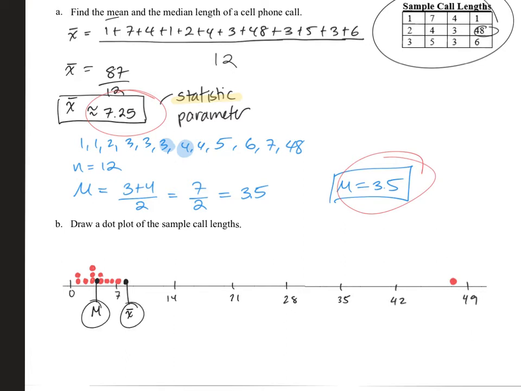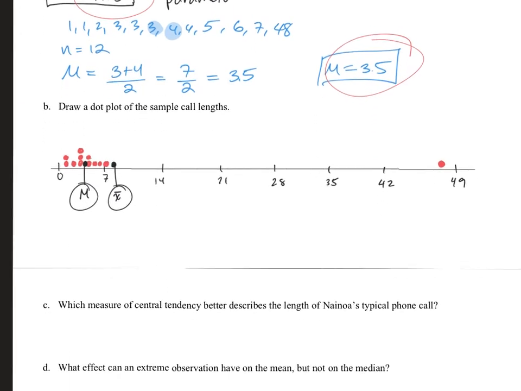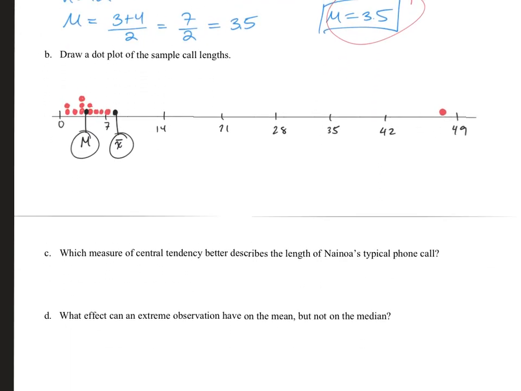Which one do you think is a better way of telling us what the middle, or the central value, is for my data? Well, the one that looks more like it's in the center of the data is actually the median. This one looks like it's more in the center of the data. So, in this case, it looks like the median is the better one that describes the length of Nainoa's typical phone call. So the median is the better measure of central tendency.